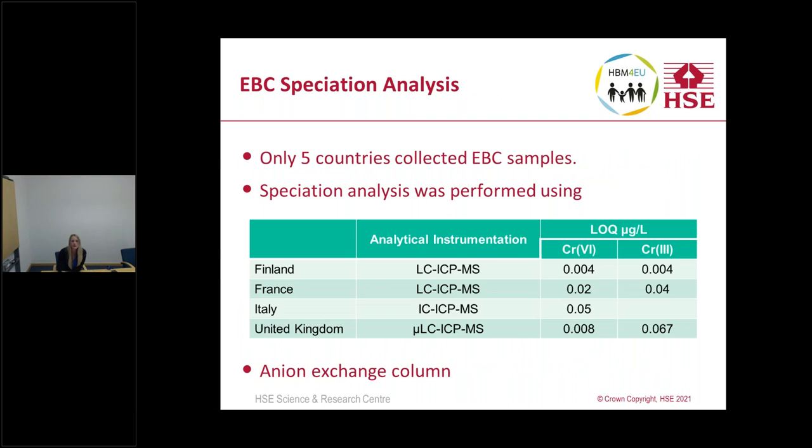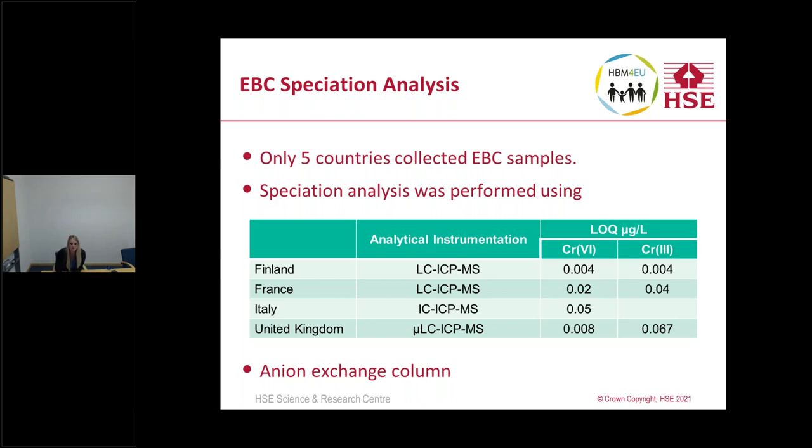So the speciation analysis: by the end, only 5 countries had collected exhaled breath condensate samples. 2 of the countries have had to withdraw their results due to problems with either contamination or building works happening across the road and disrupting the ICP-MSs. And there you can see that Finland and France analysed their samples using liquid chromatography ICP. Italy were using ion chromatography. And then myself here was analyzing samples by micro-LC.